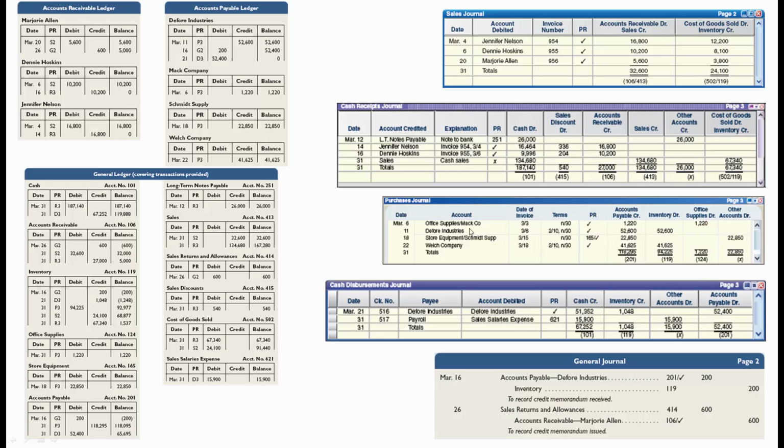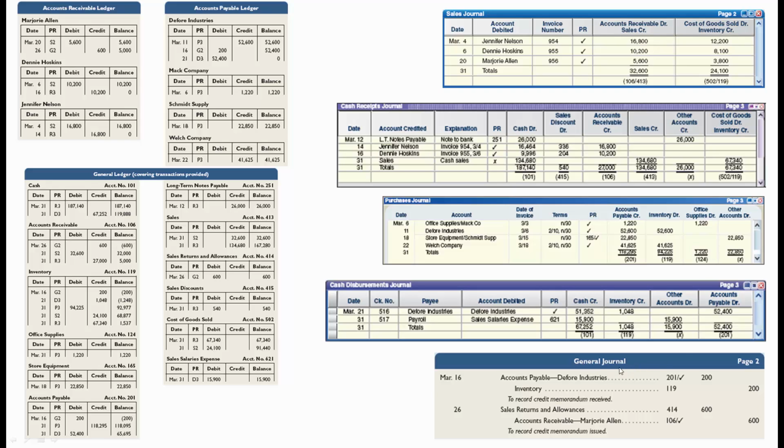Let's look at the purchases journal: dedicated column, not updated till the end of the period. Inventory, again, not updated until the end of the period. Office supplies, same here. But other accounts will be updated in the general journal as it transpires. Cash disbursements journal: dedicated column to cash, end of the period; inventory, end of the period. Other accounts will be updated in the general journal as they transpire.